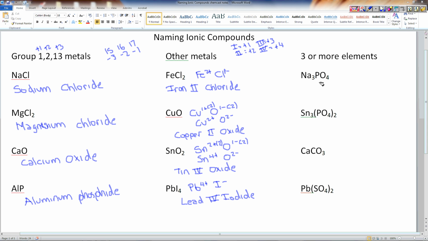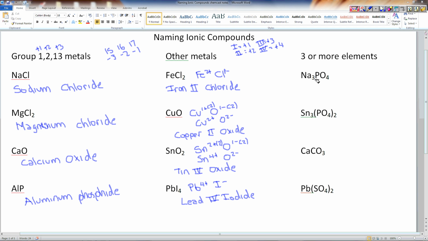Alright, that leaves us with the ones involving more elements. So how do you name these? Well, like I said, you could either memorize your polyatomic ions. There are about 25 common ones. Or if your teacher allows it, you could look at a chart. It's really up to the situation, but it's easier if you just memorize them, because then you recognize them a lot faster and it makes things simpler.